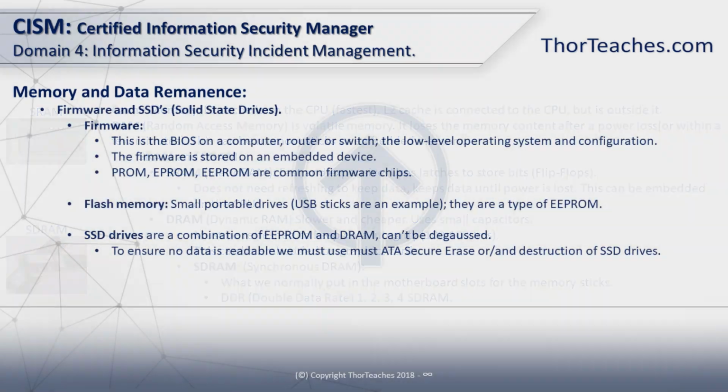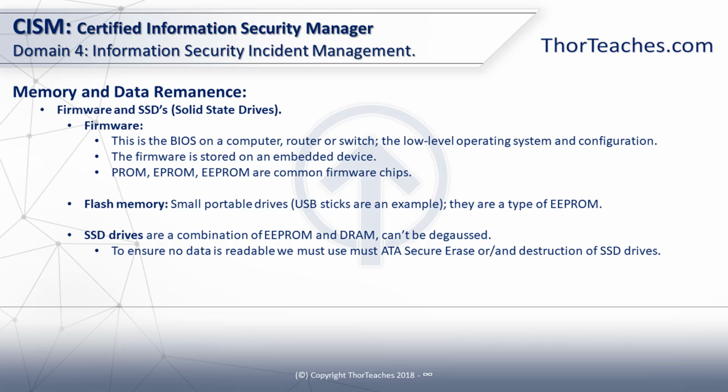When we talk about firmware, that's the low-level operating system configuration that will be on a computer, router, switch, or whatever hardware we have. On a PC, it would be the BIOS. It's the low-level operating system that tells the system how to boot up and launches the higher-level operating system. This could be Windows, macOS, Linux, whatever you run. The firmware would be stored on an embedded device, and the memory would of course have to be read-only memory. Common firmware chips could be PROM, EPROM, or EEPROM. You'd mostly see the EEPROM today.